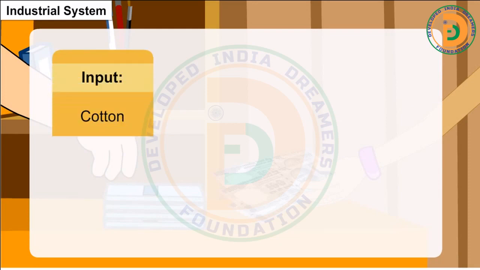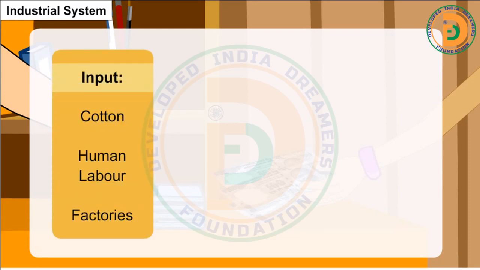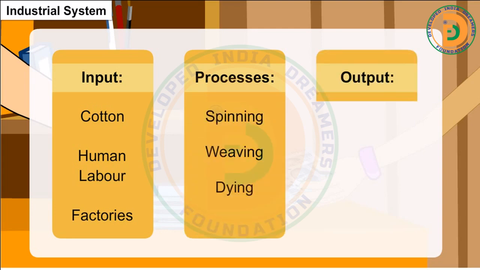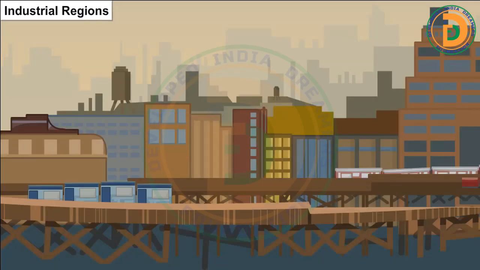Input: cotton, human labor, factories. Processes: spinning, weaving, dyeing, etc. Output: shirt.